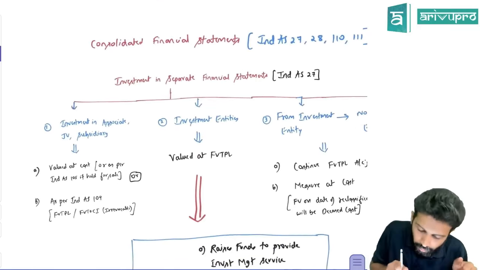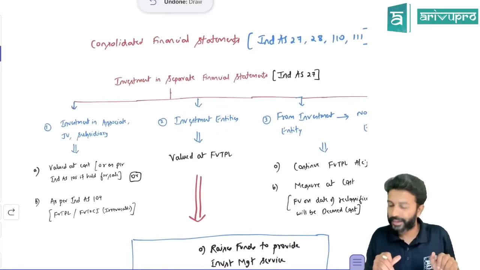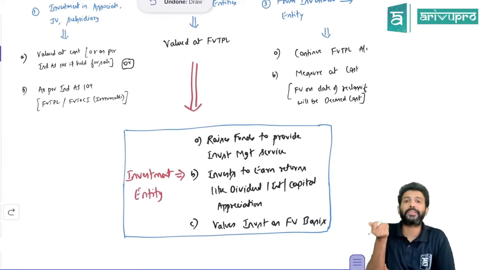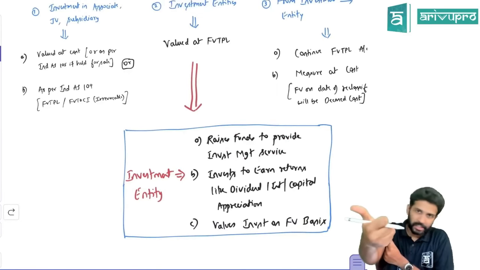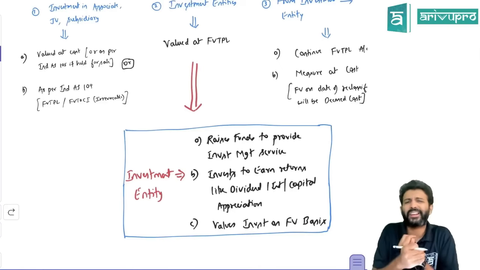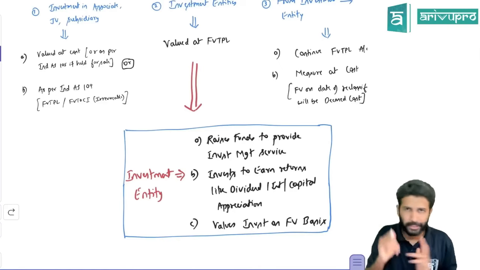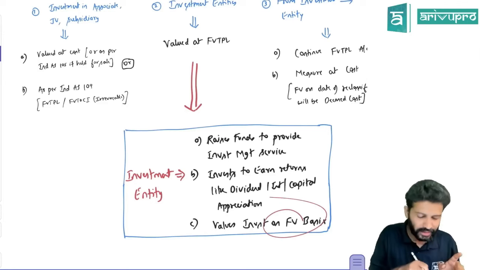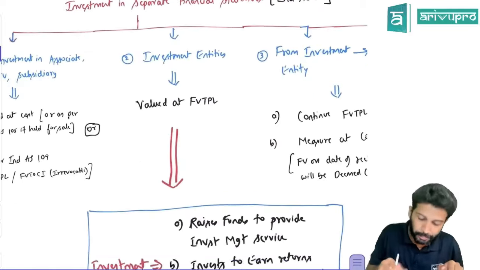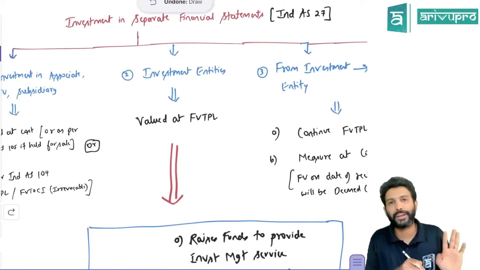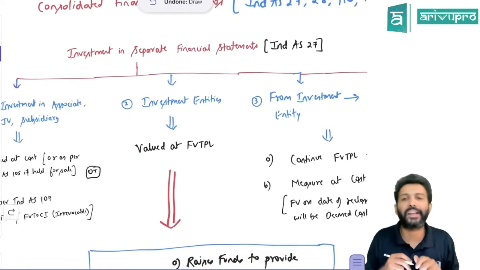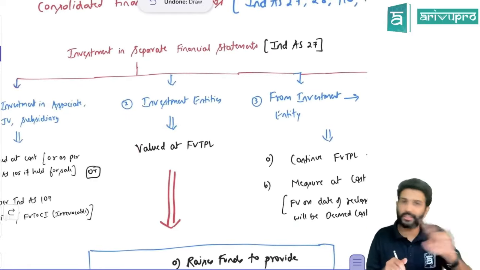However, if it's an investment entity, what is an investment entity? Investment entities are those entities which raise funds. They raise the money from the public to provide investment management services. And after raising the money, what will they do? They'll invest to get some return in the form of interest or dividend or capital appreciation. And they value their investment on a fair value basis. This is the definition of an investment entity. If you are an investment entity, compulsorily you have to value your investment at FVTPL method itself. For normal entities, this is the option. If you are an investment entity, you have to compulsorily go for the FVTPL option only. No other option is allowed.